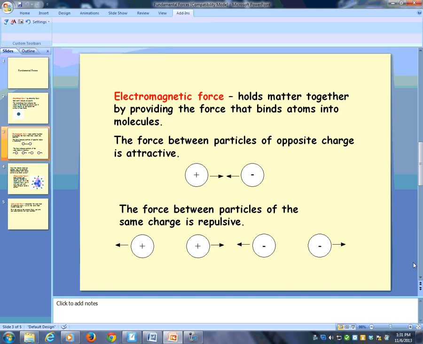That's about all you really need to get at that. For example, the force between particles of opposite charge is attractive. It's a nice looking force. We know that from years gone by. The force between particles of the same charge is repulsive. Disgusting. Terrible stuff.